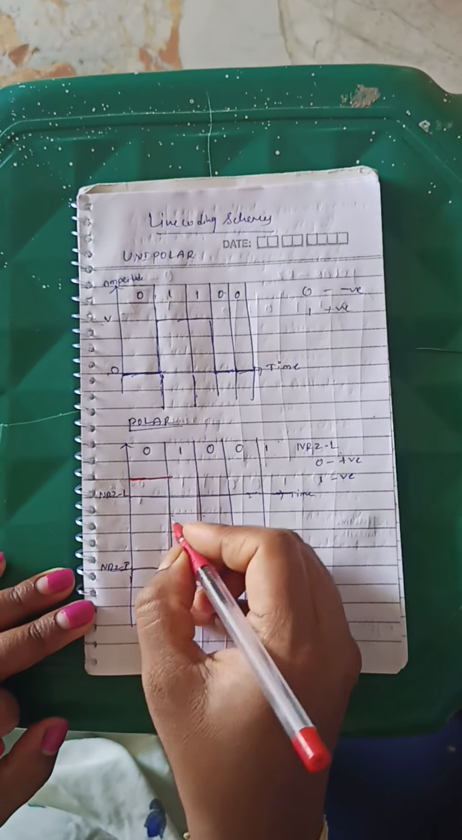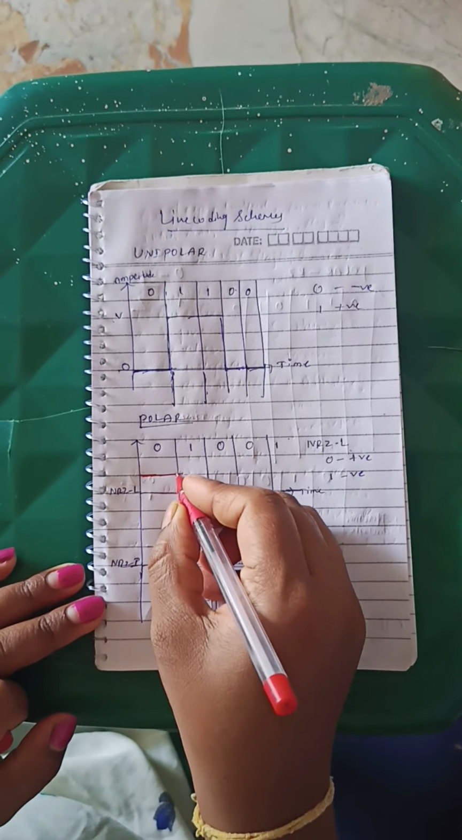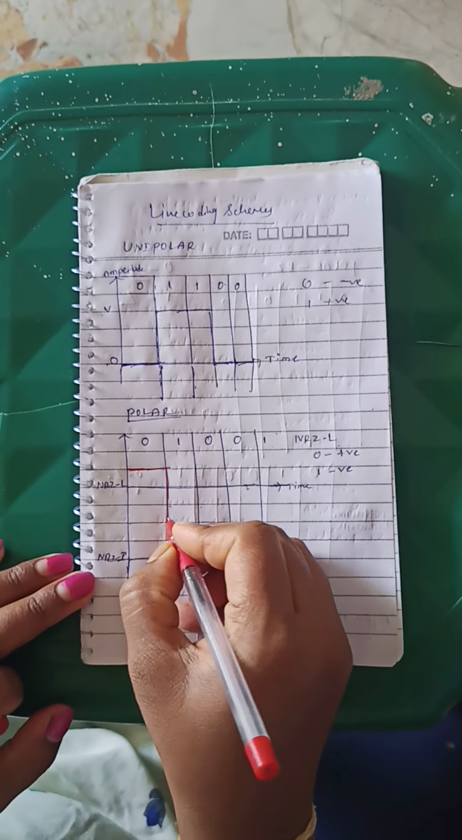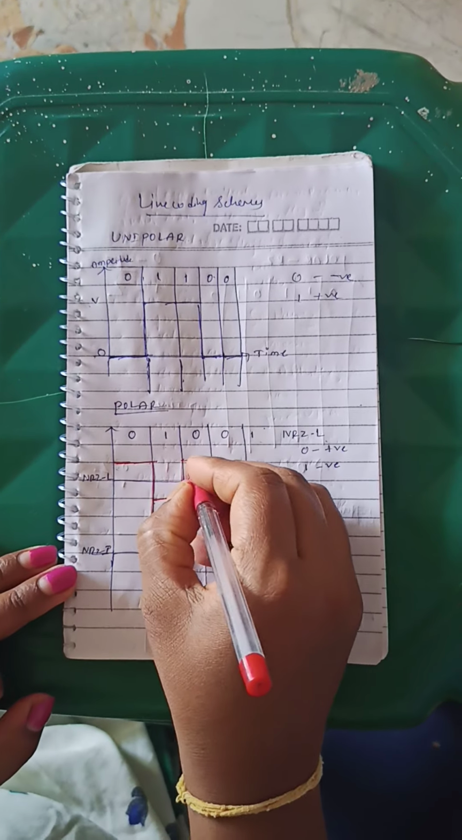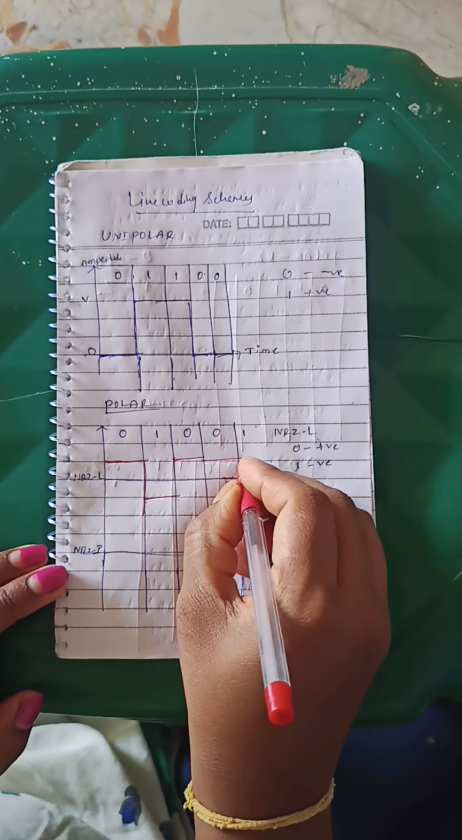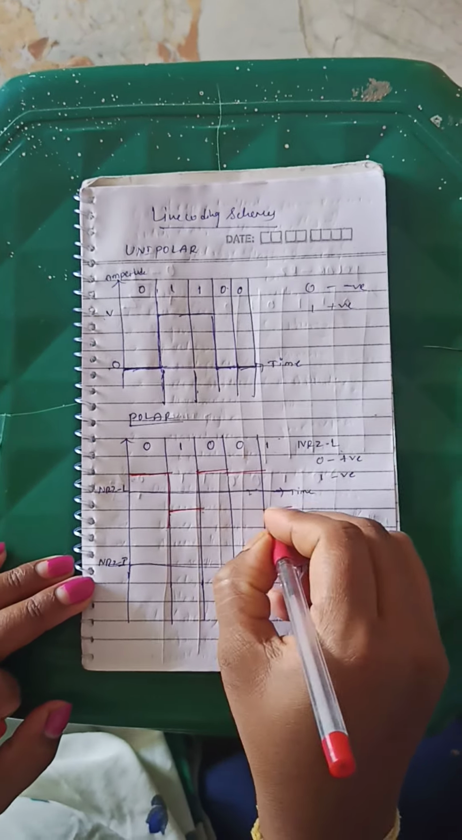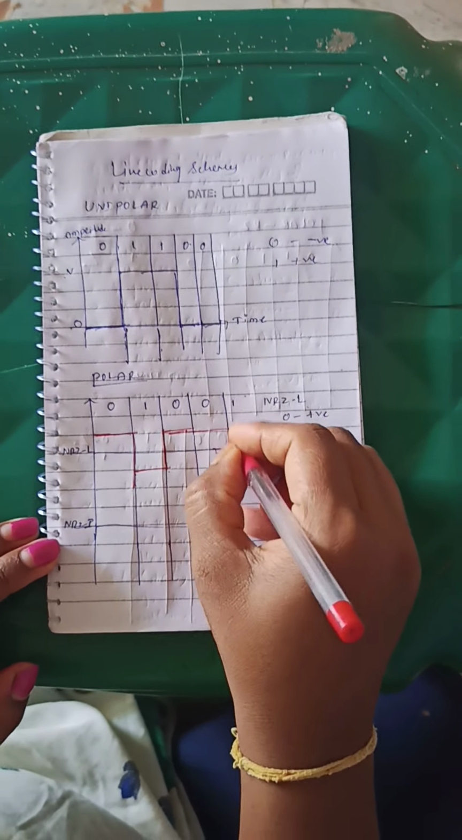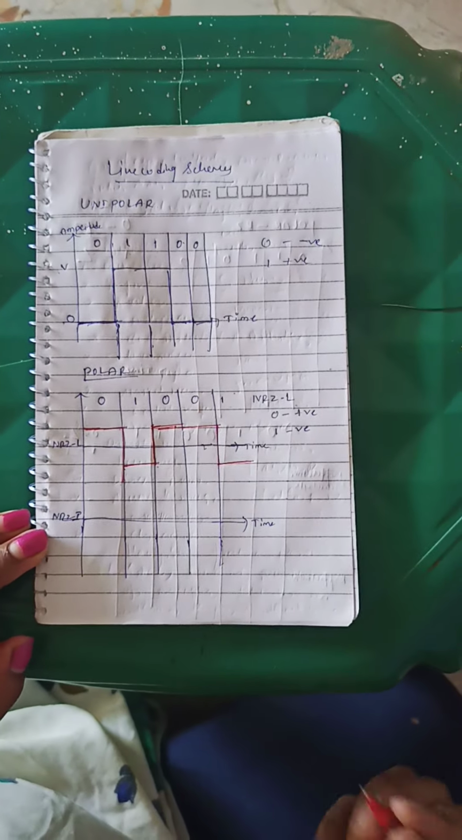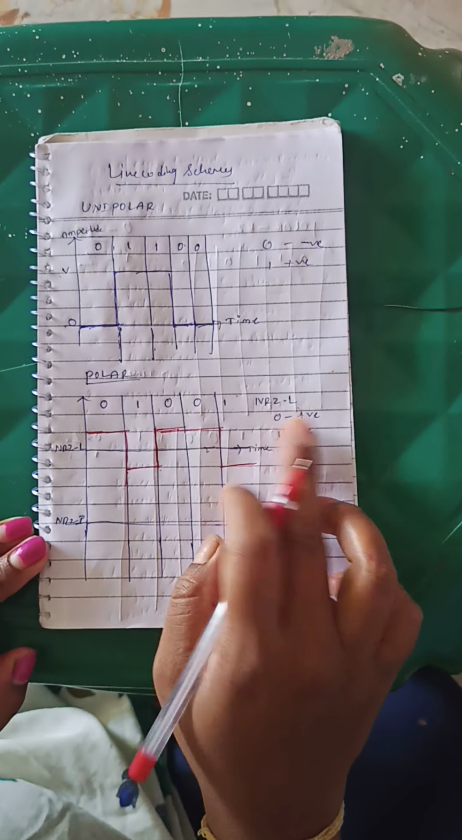Then what is the 1? 1 will be a negative voltage. So this is the negative voltage. And then what is the 0? That is positive. 0, it is positive. 1, it will be negative. So finally, we have to join all together, so we will get the timing diagram. So this is the NRZ-L.